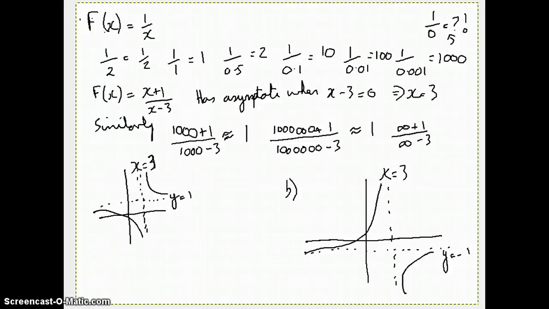Right, last one. Question 3. First of all, given the graph of x plus 1 over x minus 3, which is drawn for us, we need to state the asymptotes of the function.